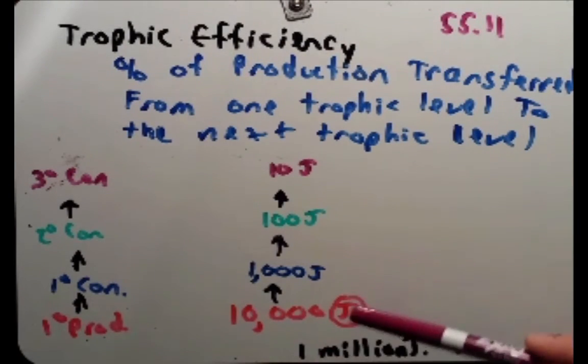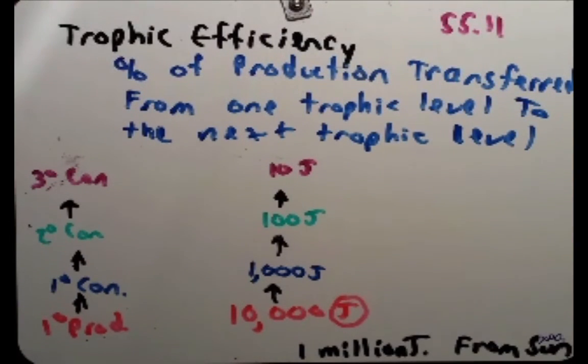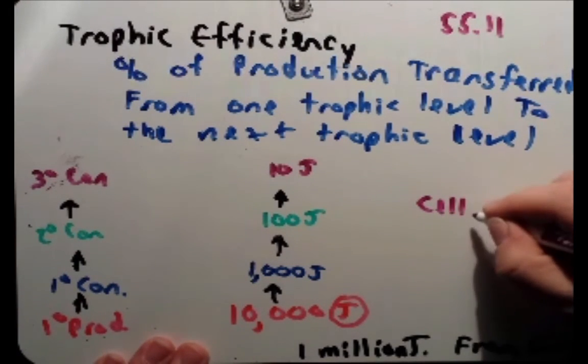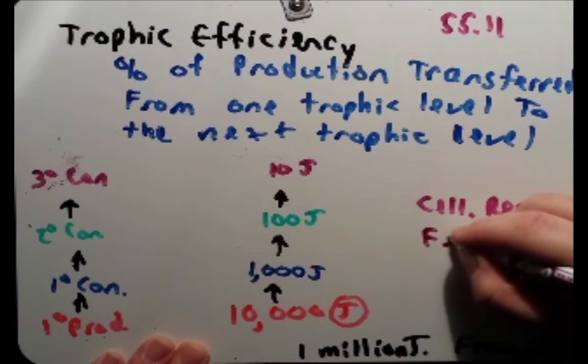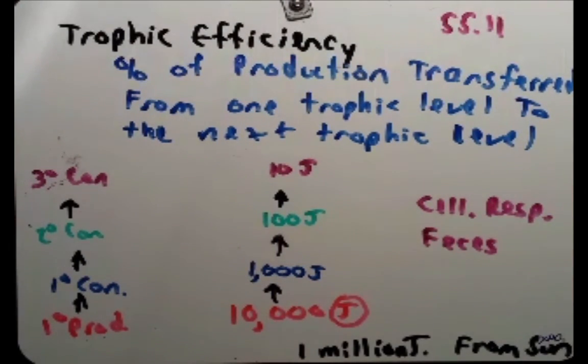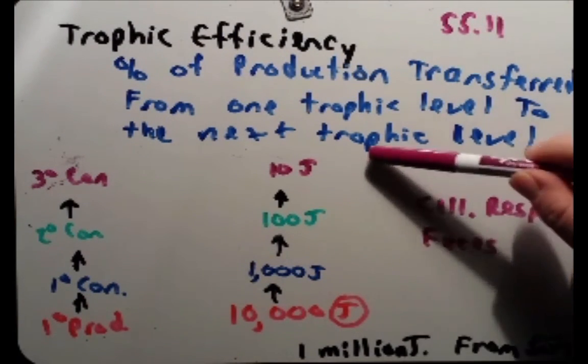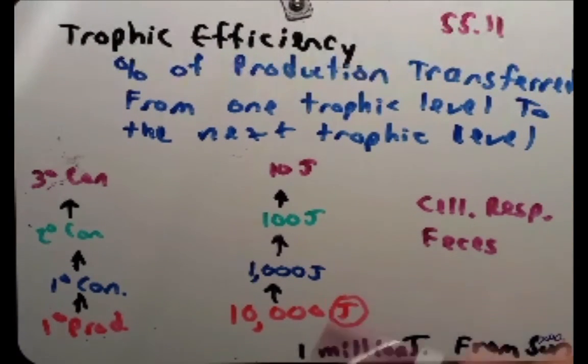So to summarize, as you move up the trophic levels here, you lose about 90%. That loss of 90% of that energy that's consumed is lost due to cellular respiration or feces. Cellular respiration, as we said before, consumes that energy and it's lost as heat, and feces is just the waste product. So it's a pretty inefficient process as you move up. The cost of doing business is quite high.